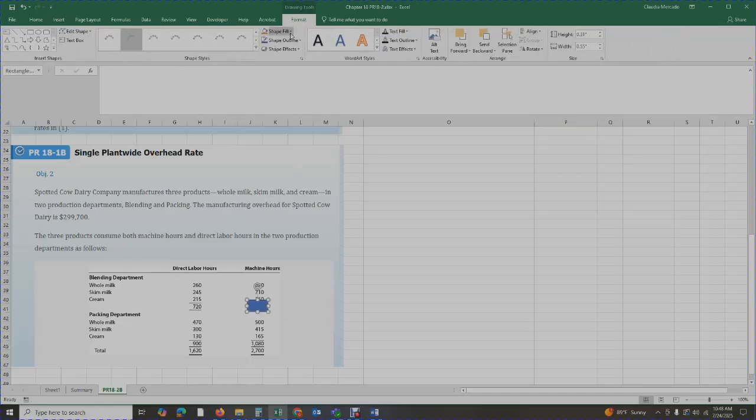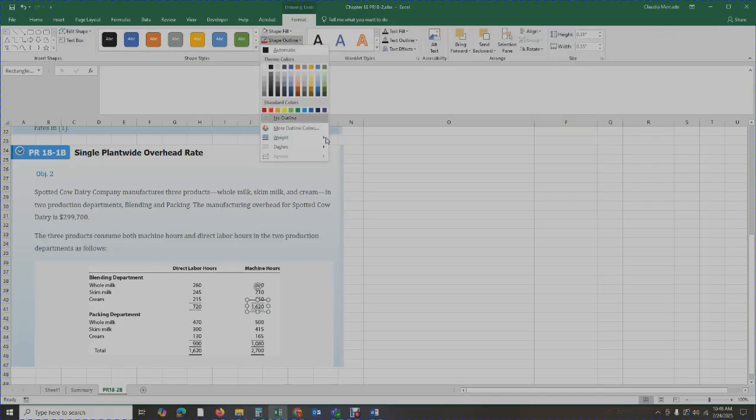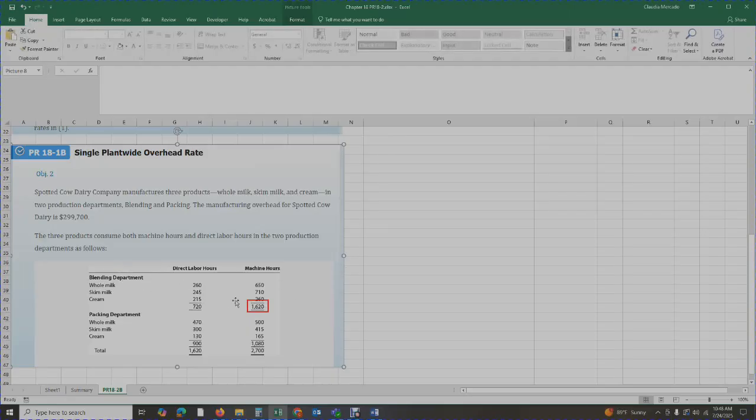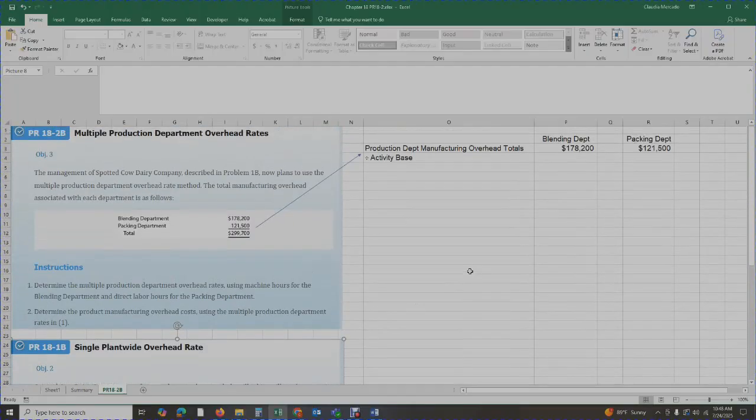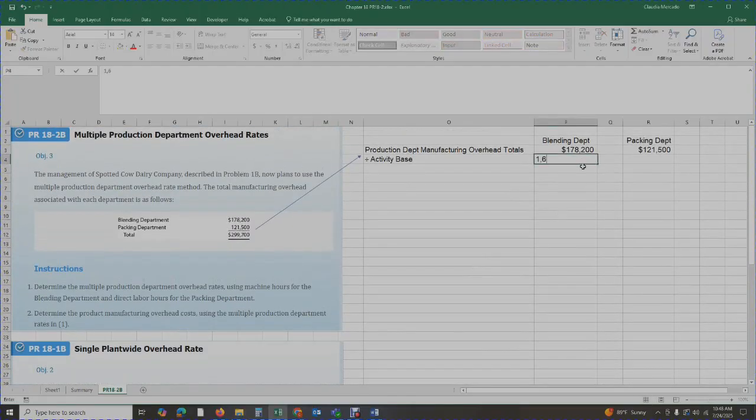So we're going to pick up the total machine hours for the blending department, which is 1,620. That is my allocation base because the problem says that for the blending department, we're going to allocate using machine hours. So that's 1,620, and this is machine hours.